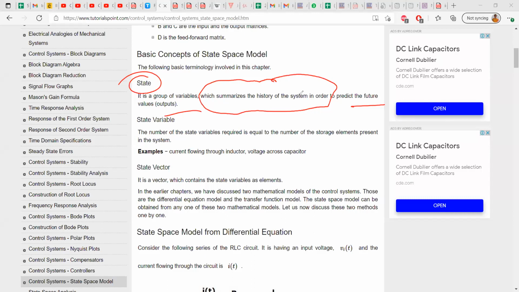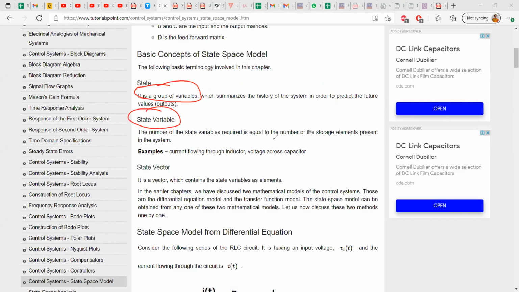Similarly, based on the summary of history of the system, you can predict the future output. That is called state. But in order to find the state of the system, we have to group the variables. Those variables are called state variables. What are state variables? They are nothing but storage elements. What are storage elements? If you take the example, the inductor and the capacitor. What is a state vector? It is a vector which contains these variables as the elements.